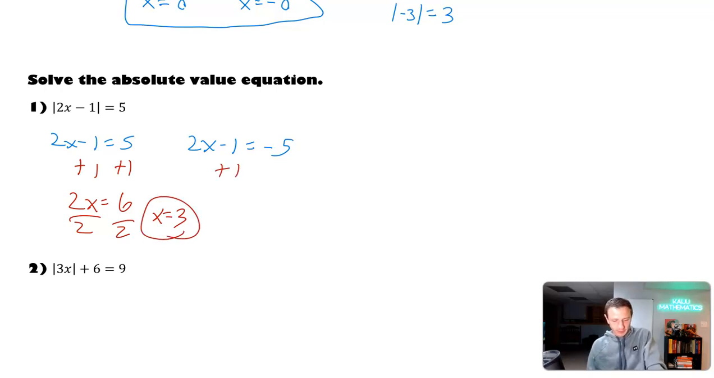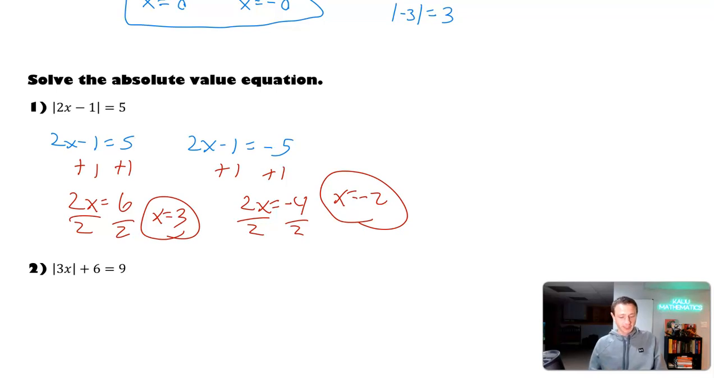And then on this one, I'm going to add 1. So we get 2x equals negative 5 plus 1 is negative 4. Divided by 2, x equals negative 2. So those are the two x values that can make this a true statement.